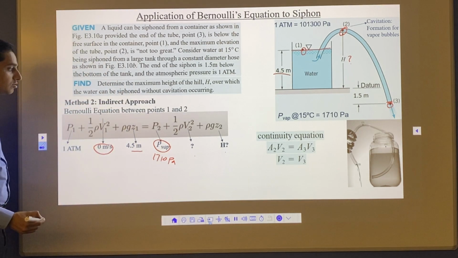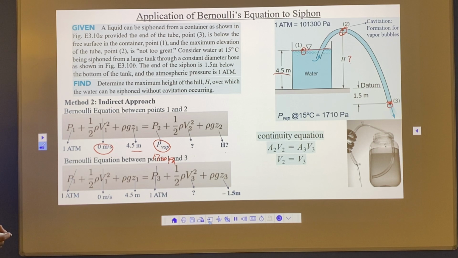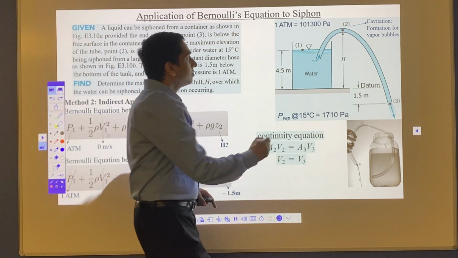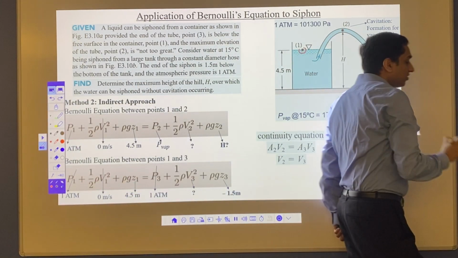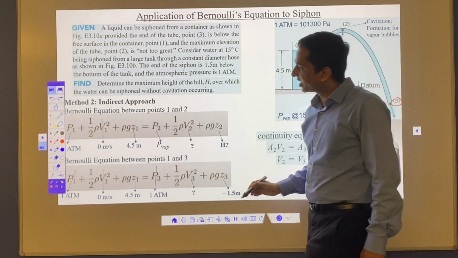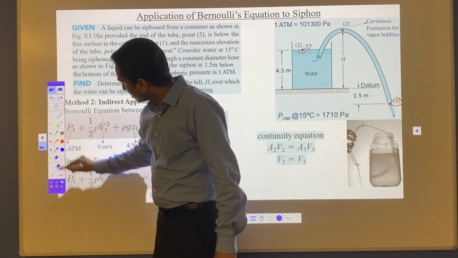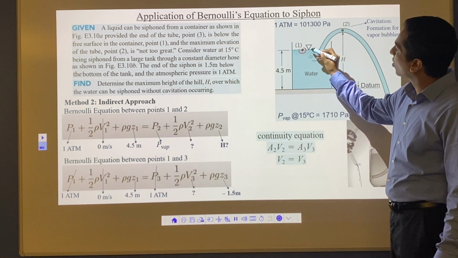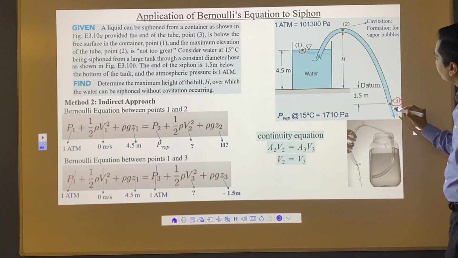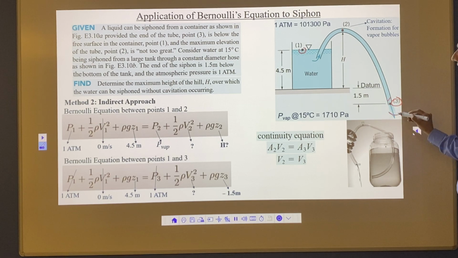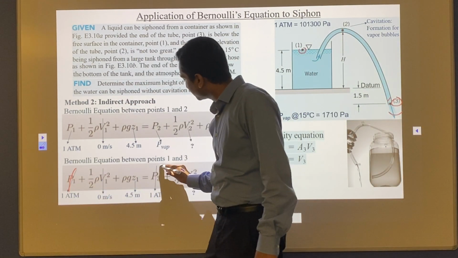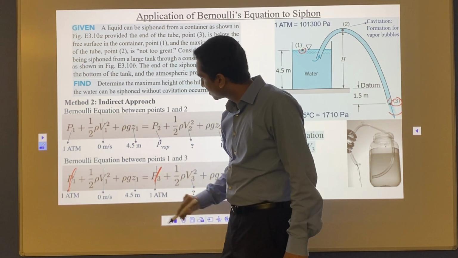So what we are going to do is take another equation. Now for that, the equation will be between point 1 and point 3. So here in point 1 and point 3 again I have pressure 1 at 1 atmospheric pressure. At this point 1 I have 1 atmospheric pressure, and then point 3 is a free jet. Again here we have 1 atmospheric pressure, so I'm going to cancel that 1 atmospheric pressure. I cancel P1, cancel P3 here.